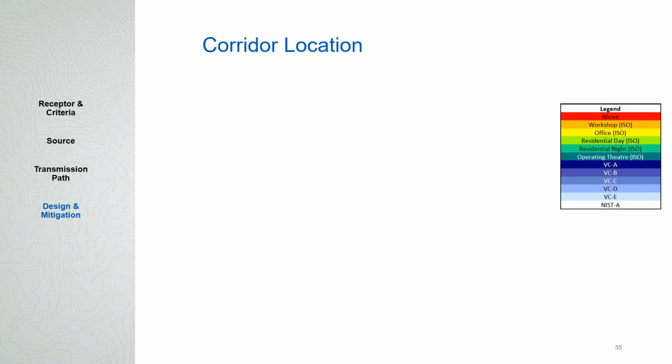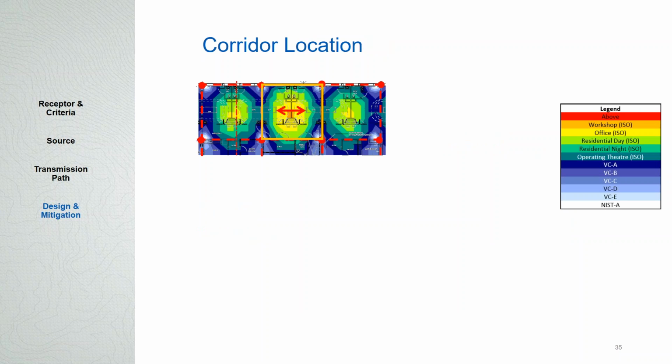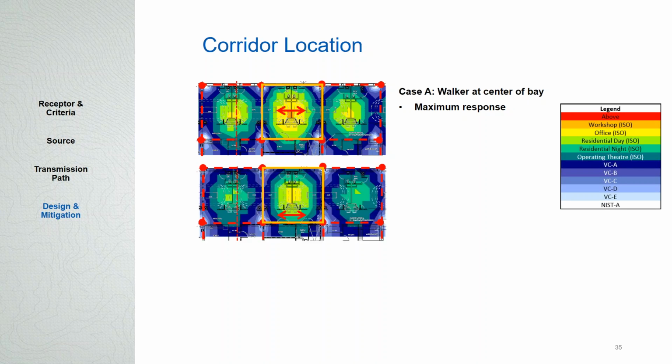So let's look at just a quick little assessment of the corridor location. Here we have an example. This red arrow is showing where we have a walker. So they're walking hypothetically here within this bay, and here's the response that we're getting in this bay. It's basically workshop. So we have a walker at the center of the bay, we have the maximum response we're seeing. If we now move that walker from the center of the bay, we move him or her off to the side, again, we see now we have a walker at the edge. We've got a reduction. We're now getting ISO office. So that's a 1 VC class reduction, right? So it's roughly a 50% reduction we might be expecting.